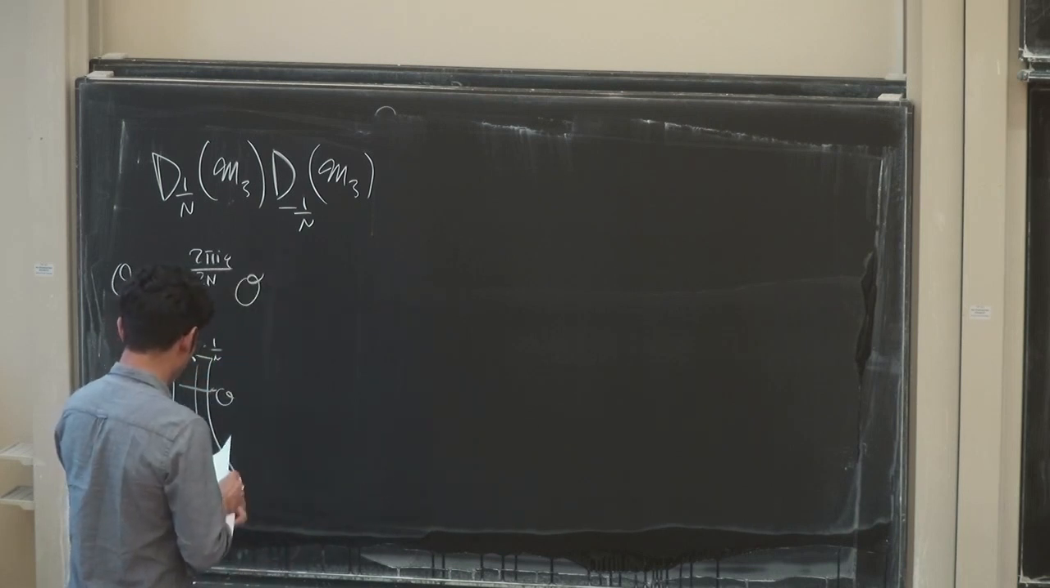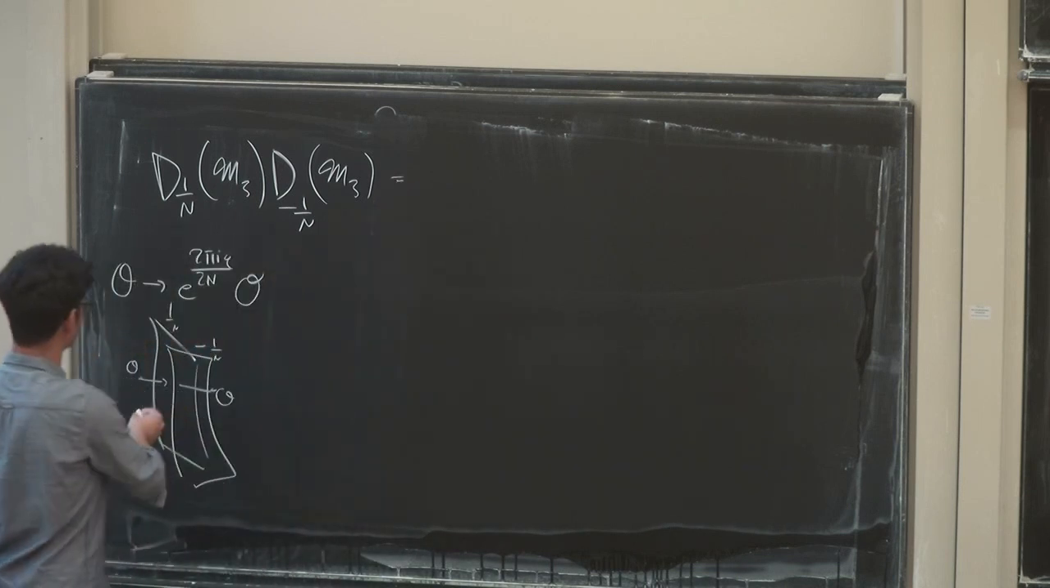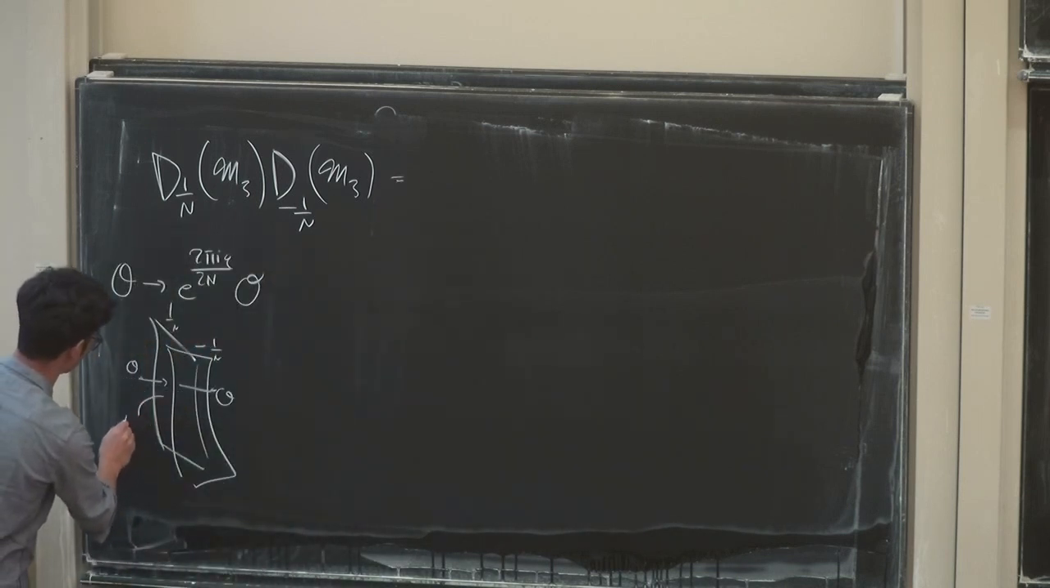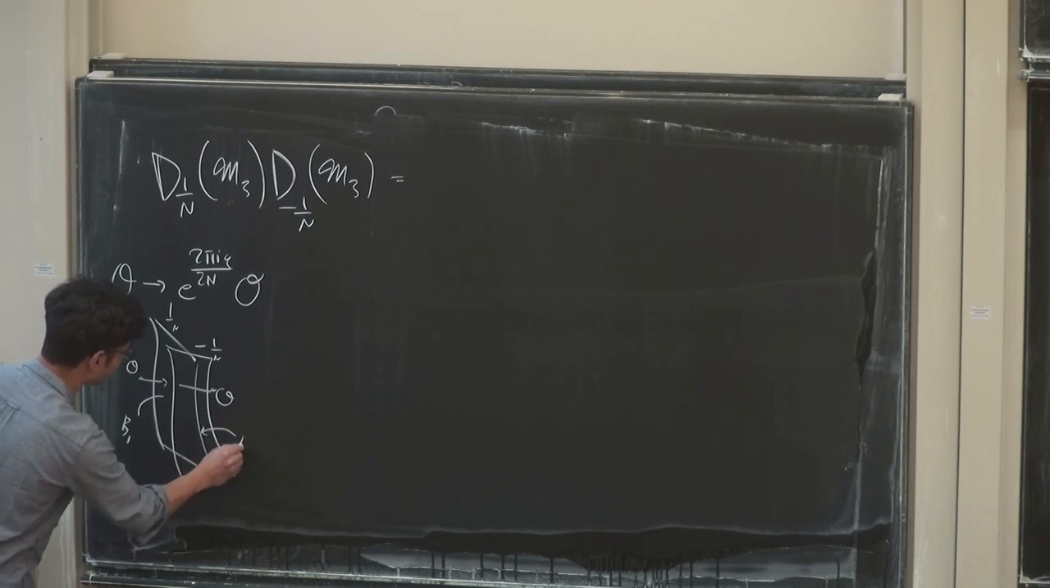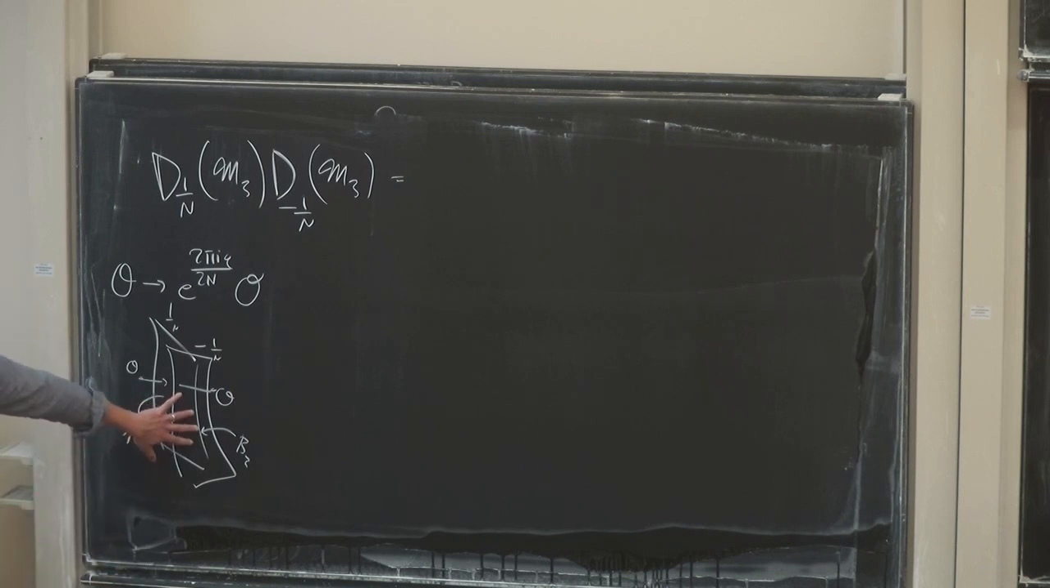So here, if you rotate this way and then back again, then I have to introduce on each of these defects a new gauge field. So I have B1 on the first one and B2 on the second one. All right? So here we have B1, here we have B2. And now I imagine composing them.